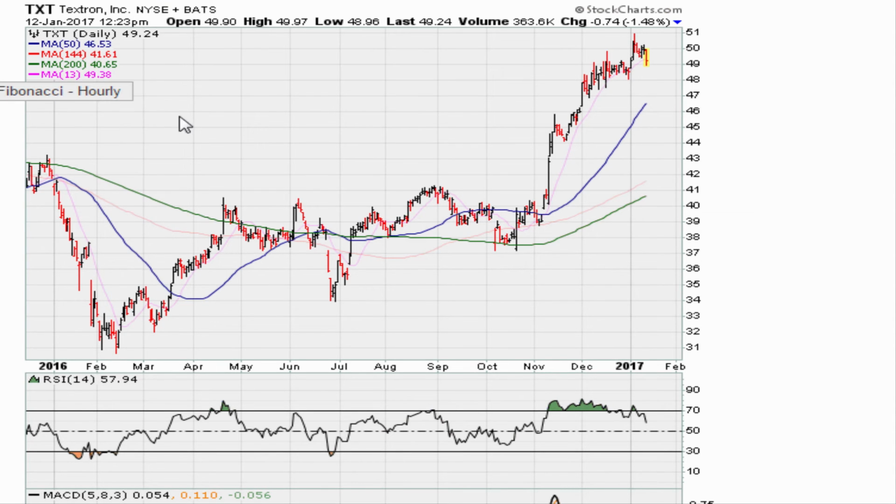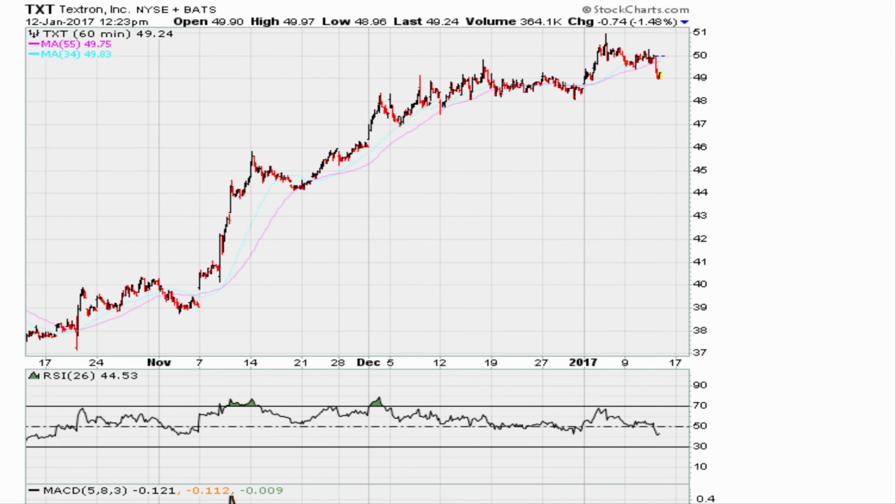Also, we can see this on the hourly. We had an improvement to hourly closing highs here, but at the expense of the RSI there. So that negative divergence on the hourly also set the stage for this current pullback.